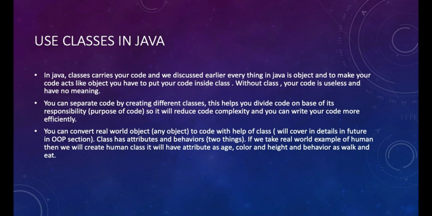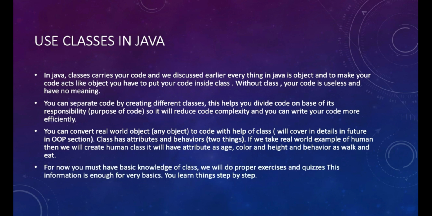Okay, a class has attributes and behavior. If we take a real world example of a human, then we would create a class for human. It will have attributes such as age, color and height, and behavior such as walk and eat. For now, you must have basic knowledge of class. We will do proper exercises and quizzes on it. This information is enough for your very basics. You will learn things step by step.